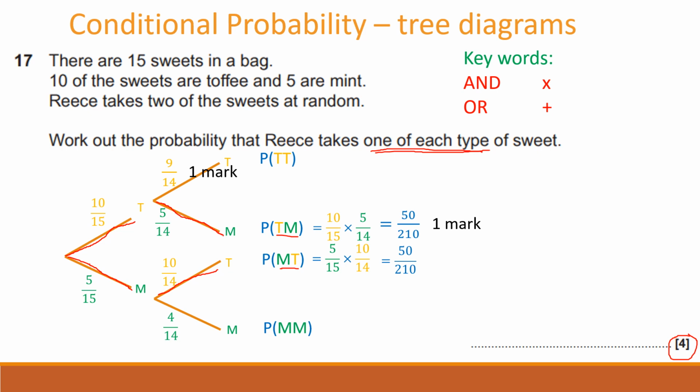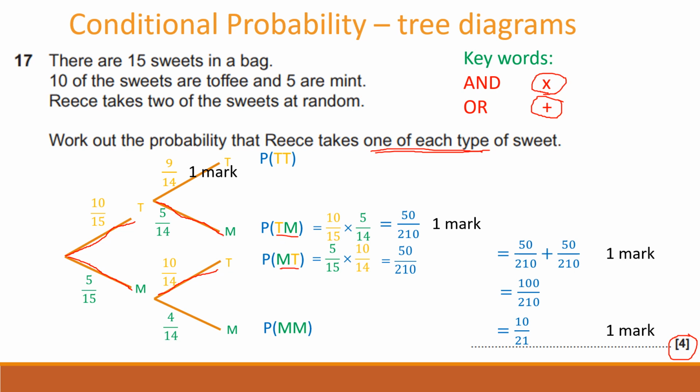Now we want to know the probability that he takes one of each sweet. So you could have a toffee and a mint, or a mint and a toffee. So remember the key words, the word and, which is why we've multiplied earlier. So we've already done the multiply. Now we've got these two options, and it is one or the other. So we're now going to add those two answers together, because this is the word or. So 50 over 210 plus 50 over 210 for 1 mark. Then add the numerators. Remember, the denominator stays the same, which gives me 100 over 210, which cancels down to 10 over 21, just taking a 0 off the end of each, or dividing by 10.